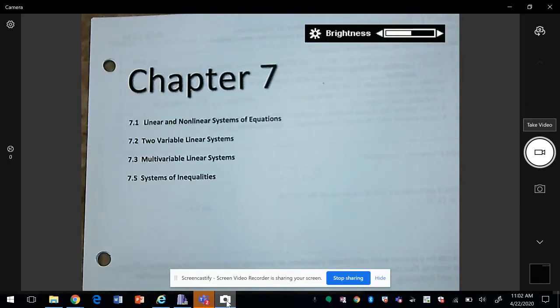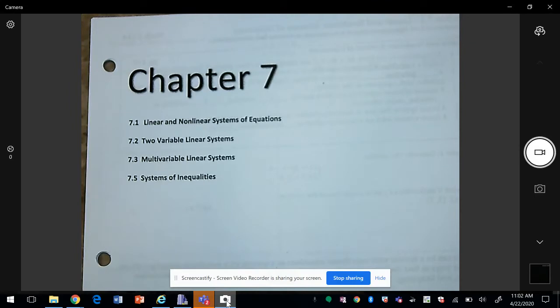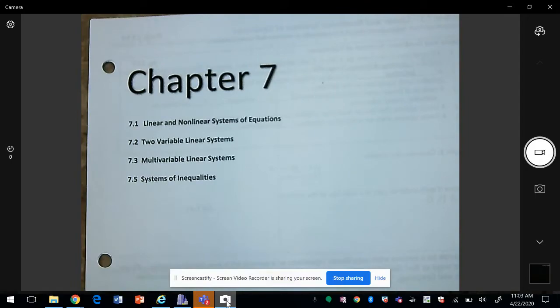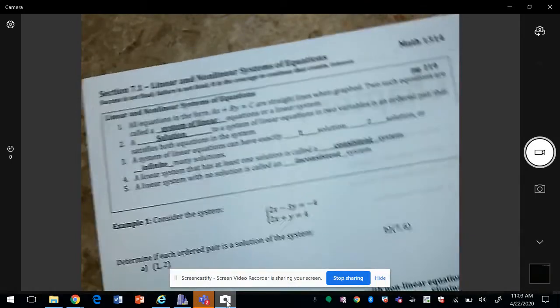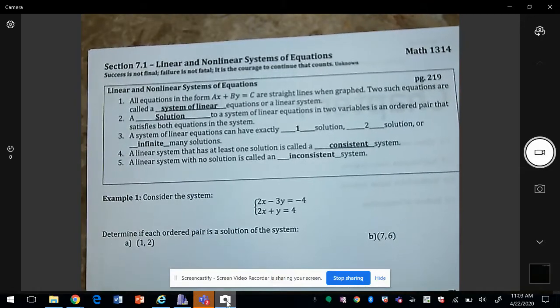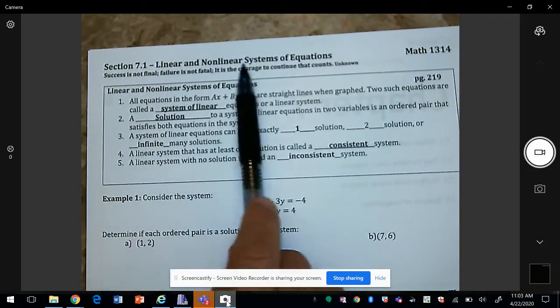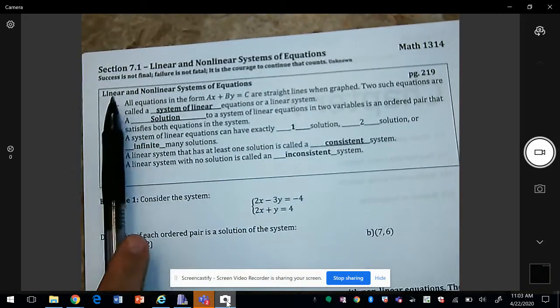This video will be on Chapter 7. Sections 7.1, 7.2, and 7.3 will be covered within this recording. Okay, so Section 7.1, Linear and Nonlinear Systems of Equations.